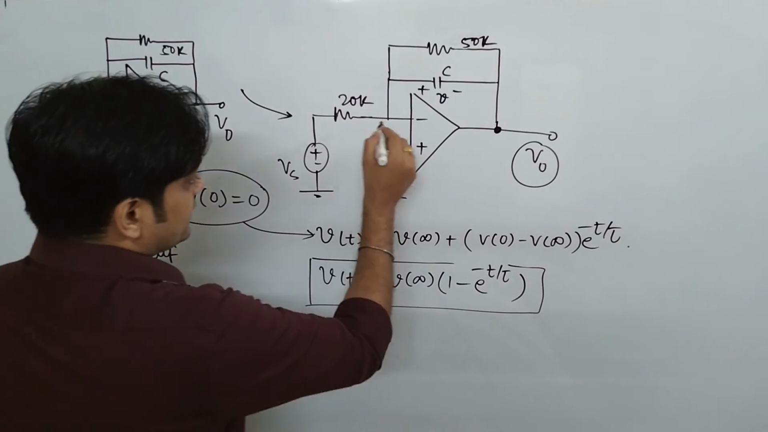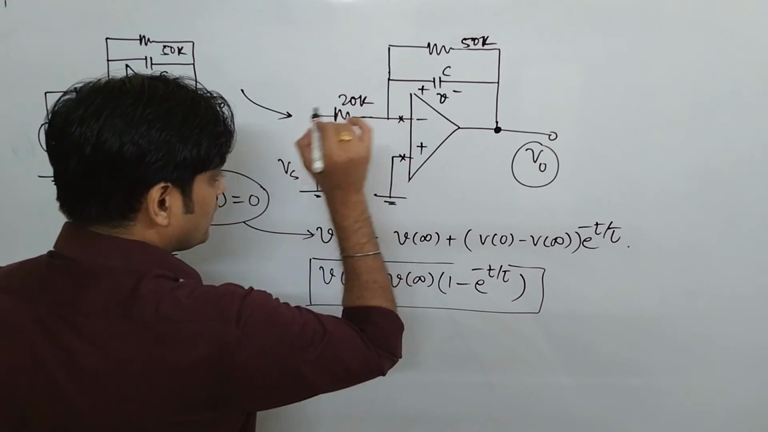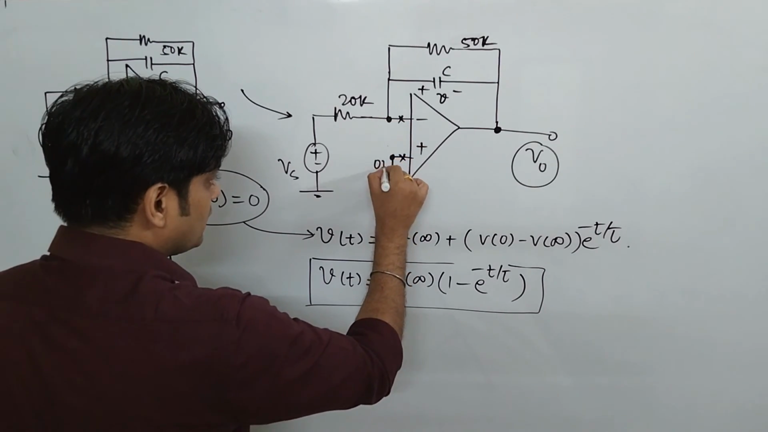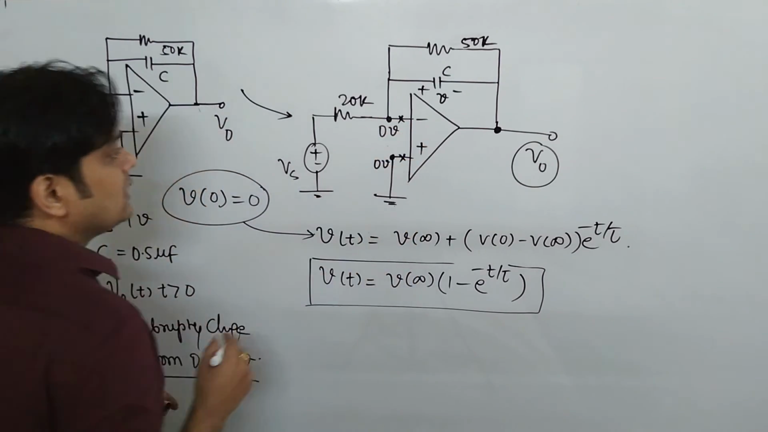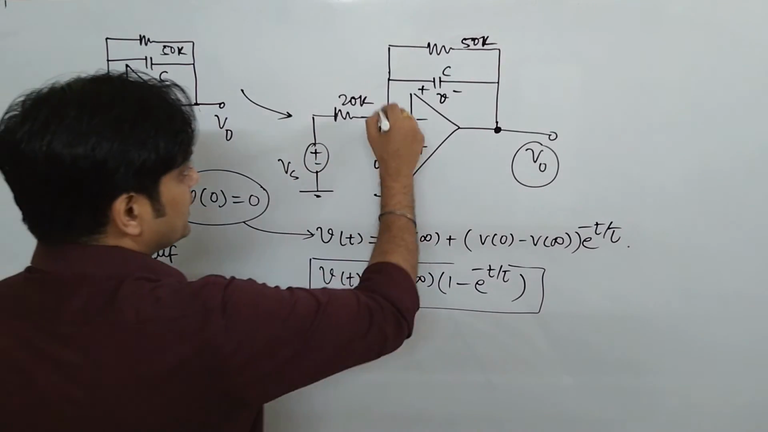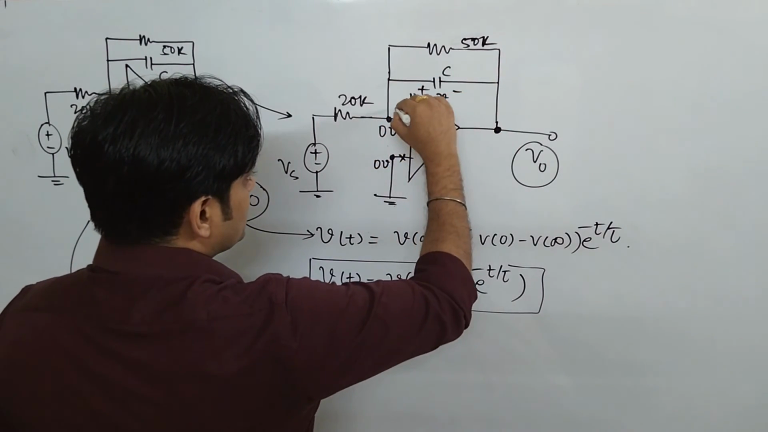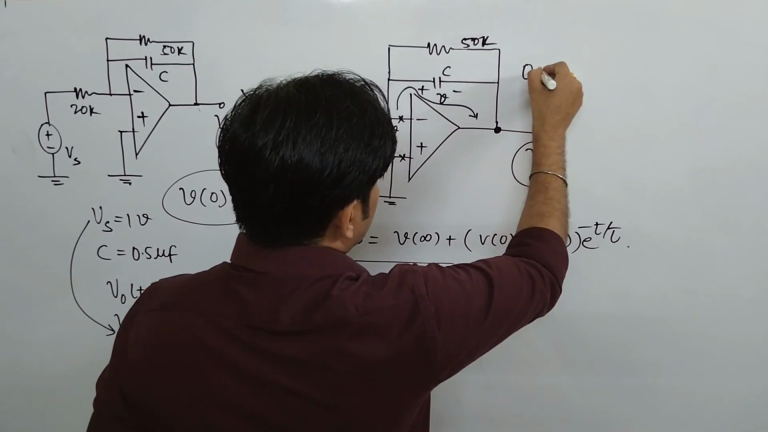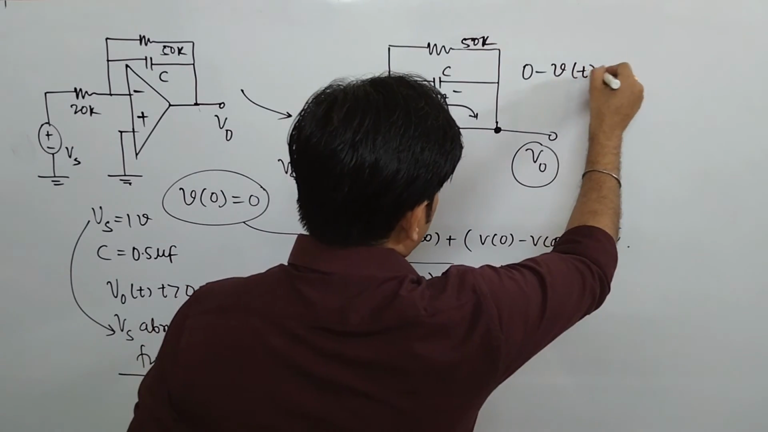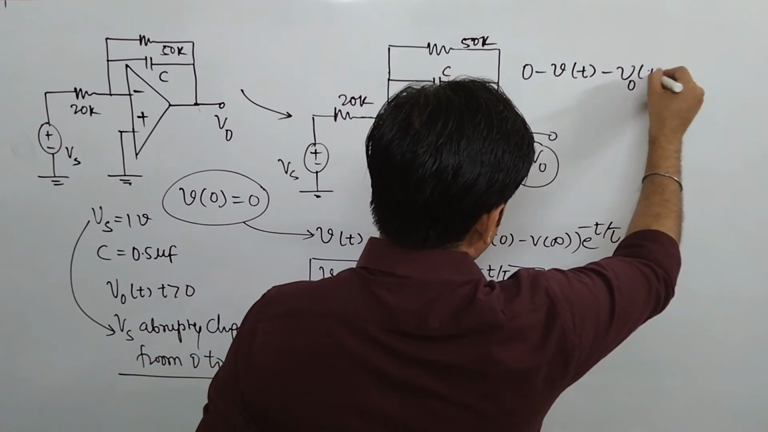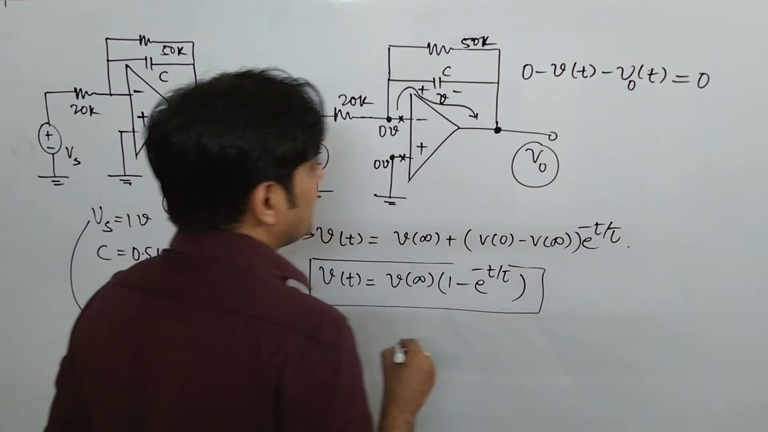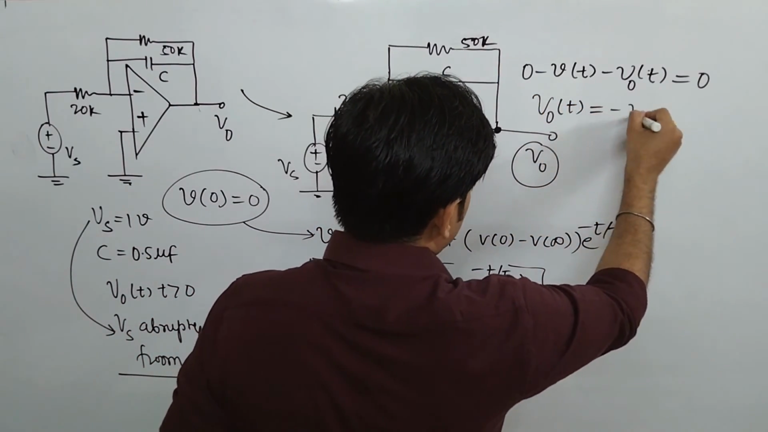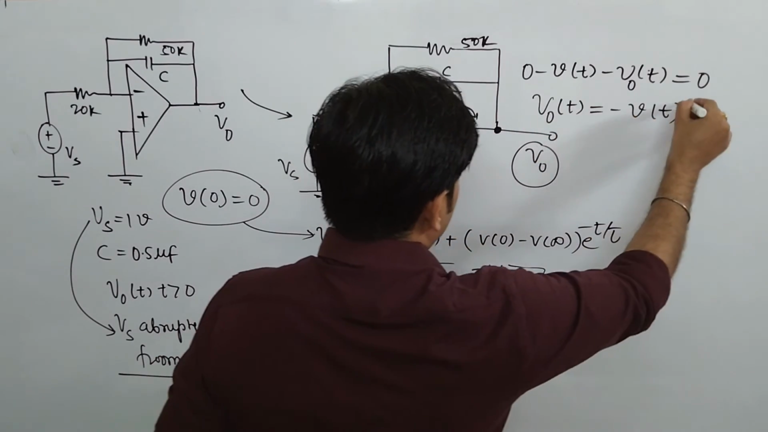But we have to see how we find the value of V0t. Since the op-amp is ideal in nature, it means no current is entering here. That means with the concept of virtual ground, whatever the voltage here will appear here. Since this is connected to ground, it is 0 voltage. So if you apply KVL, 0 minus Vt minus V0t is 0. So you can say that V0t is equal to minus Vt. Very important equation.